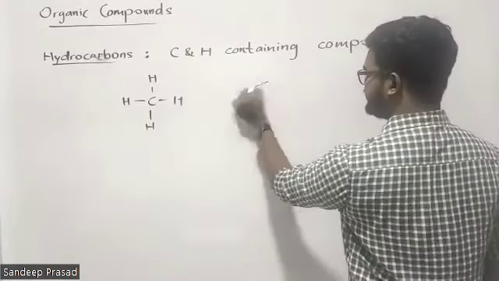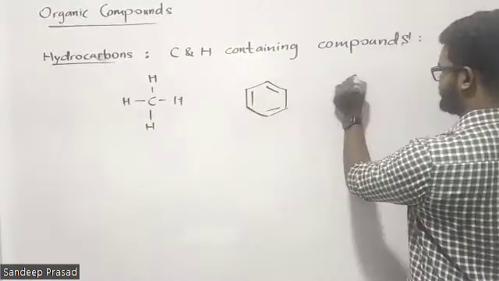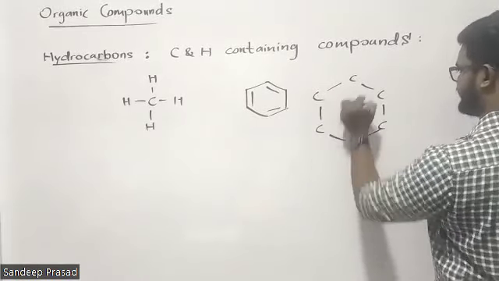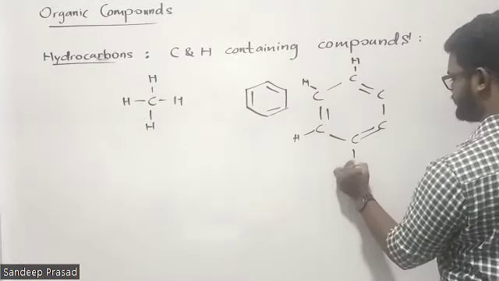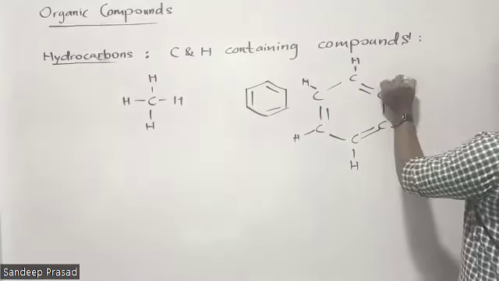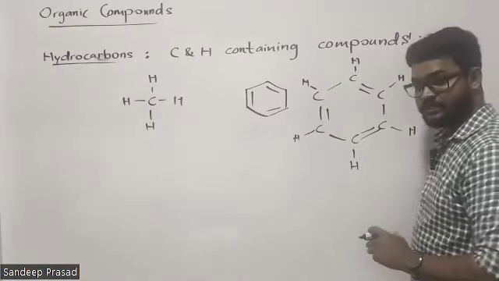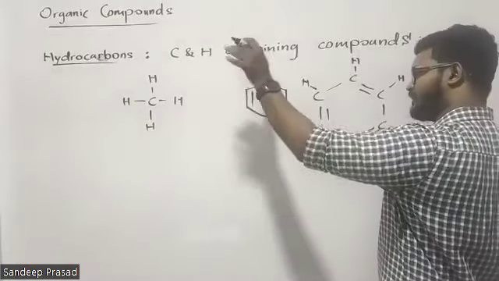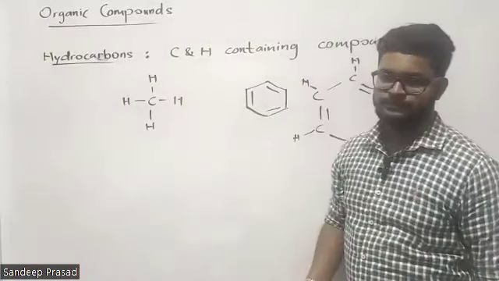And I told you that the benzene ring is also a hydrocarbon. Because we know that there are 6 carbon atoms connected in this way. Hydrogens are connected to all 6 carbon atoms. So this is a hydrocarbon, a carbon and hydrogen containing compound. This is what we are going to discuss under the hydrocarbons. So look at this one. They have given a priority to the hydrocarbons.